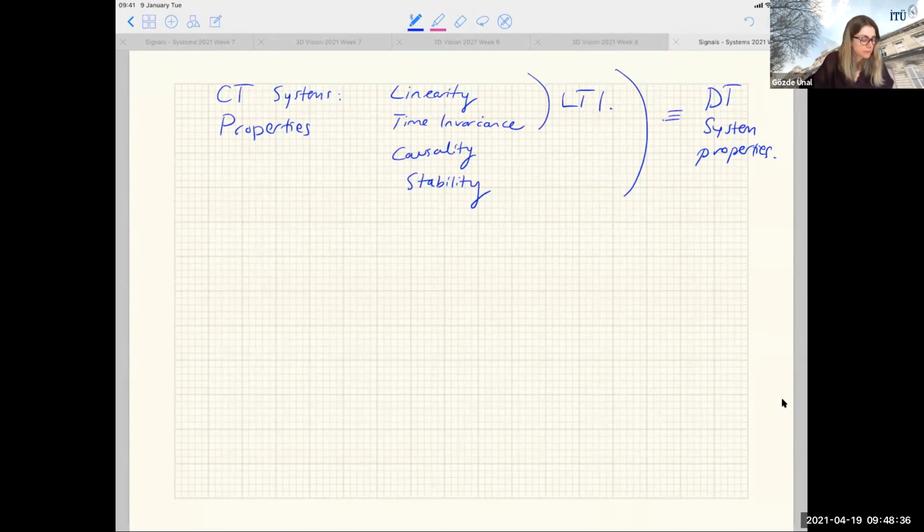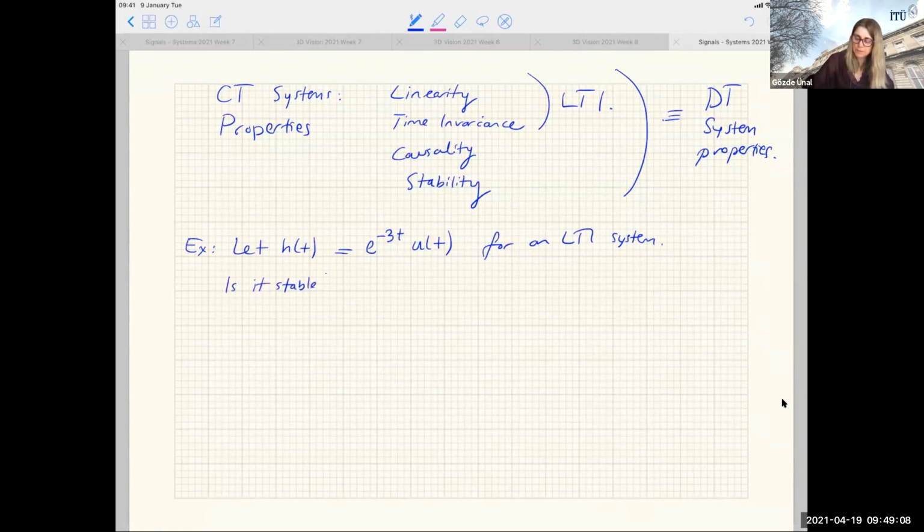Maybe this is an interesting example. Example: let h of t be the impulse response, and you guys will see this is really an infinite impulse response, for an LTI system. Okay. Is it stable, for instance? Let me write the question here. Is it stable? I want us to recall all these properties.